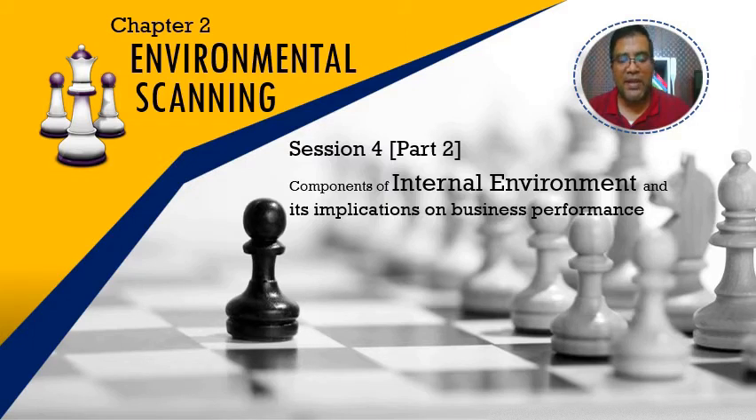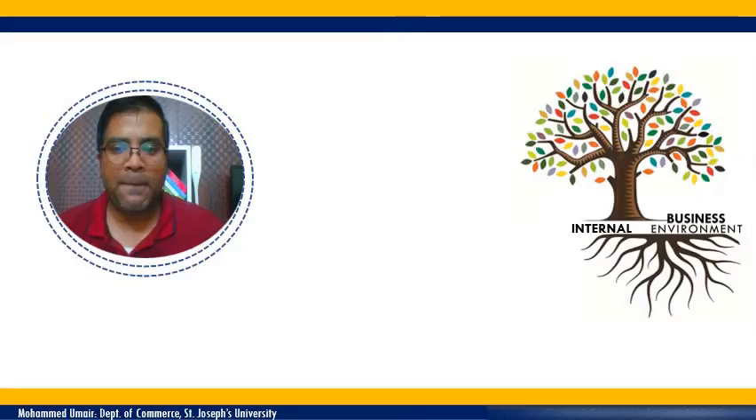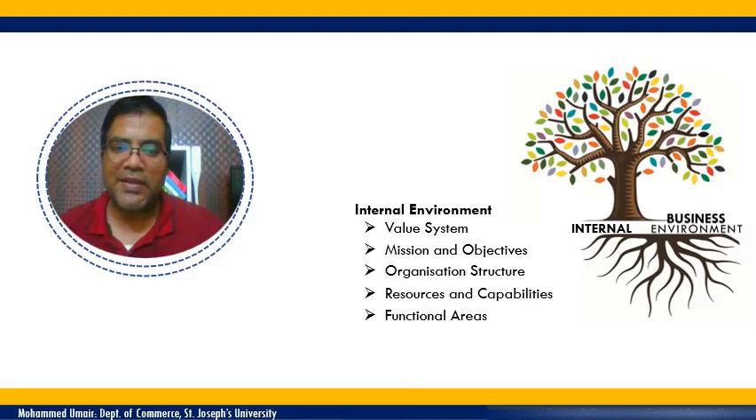environment. So in today's class, we'll have an elaborate discussion on the internal components of business environment. We will specifically focus on the first component of internal environment, that is functional areas of business. So first, let's have a look at the internal environmental factors. As you can see here on the screen, these are the various internal factors: value system, mission and objectives, organizational structure, resources and capabilities, and finally you have the functional areas of business.